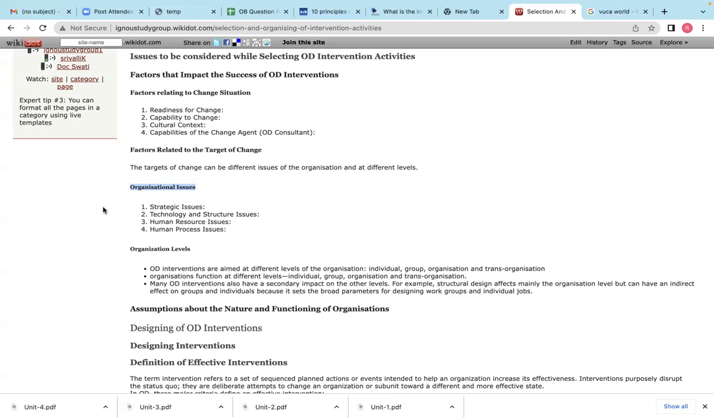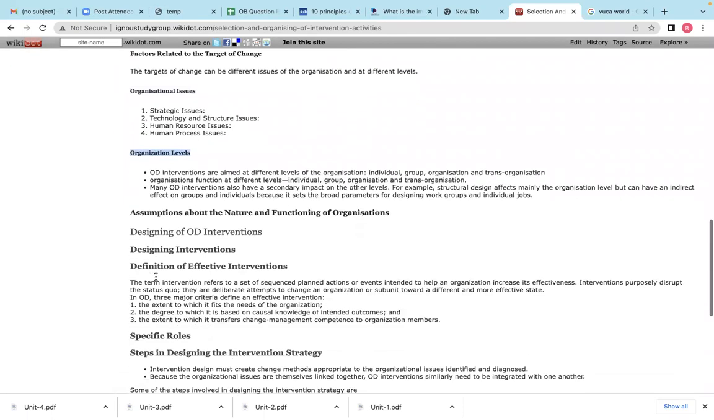And the second aspect of the target of change is whom I am targeting. Am I targeting a particular individual or a group or the entire organization? Am I targeting a leader or a manager, or which unit and whom? So what are the organizational levels? There are different levels. To whom I am targeting is the organization levels part. So the factors related to the target of change have two: one is issues, the other is the level at which I am targeting. These are the factors that would impact the success of my OD intervention.